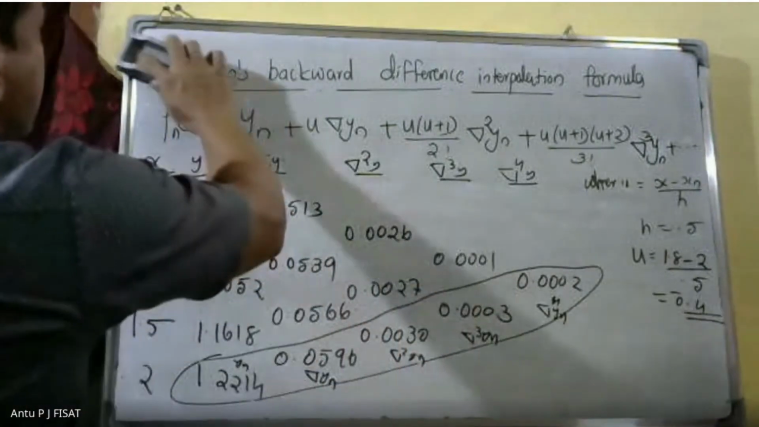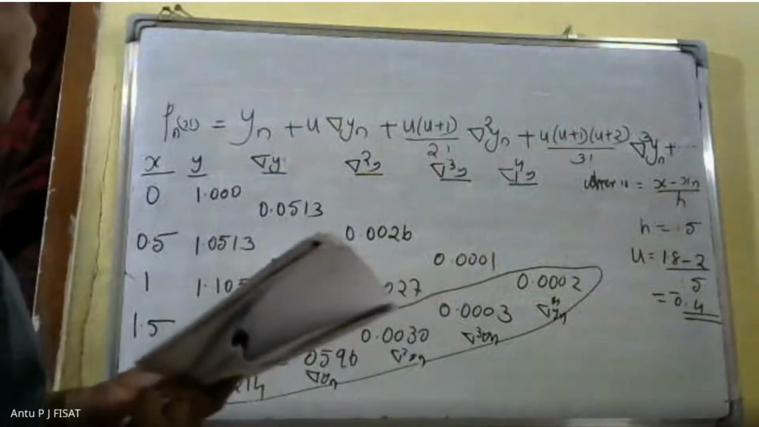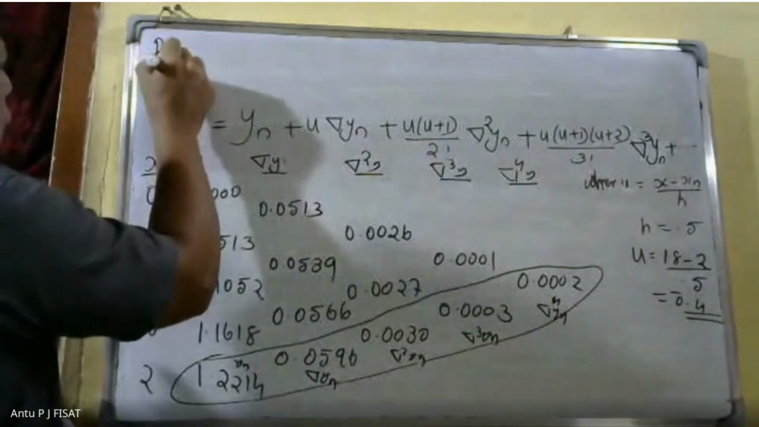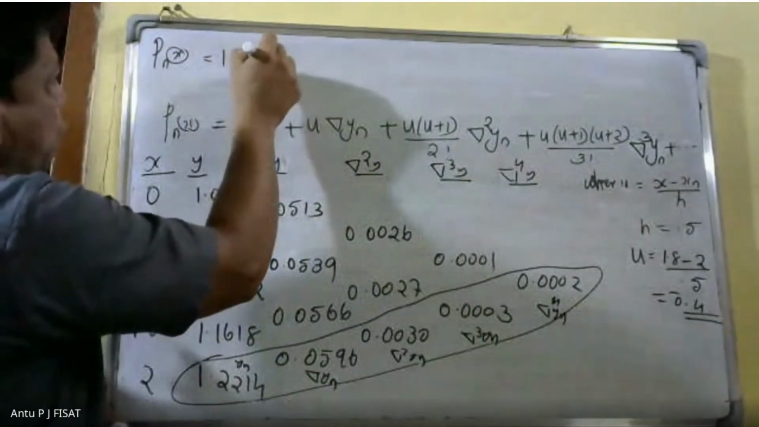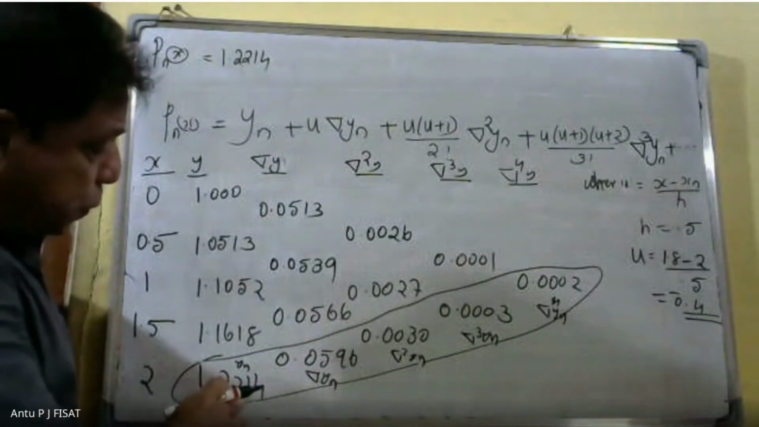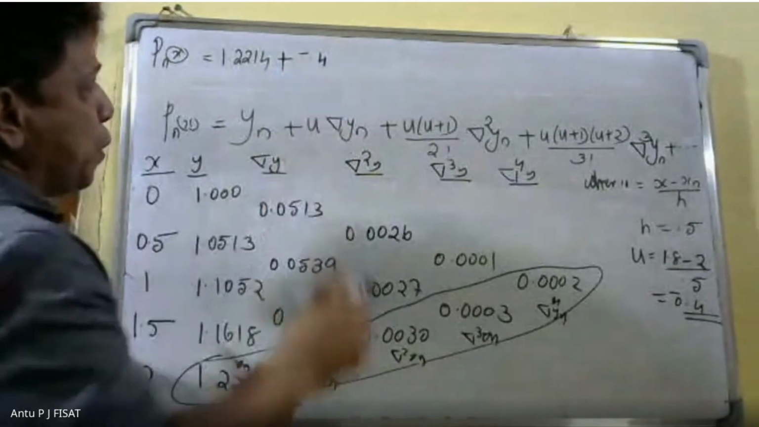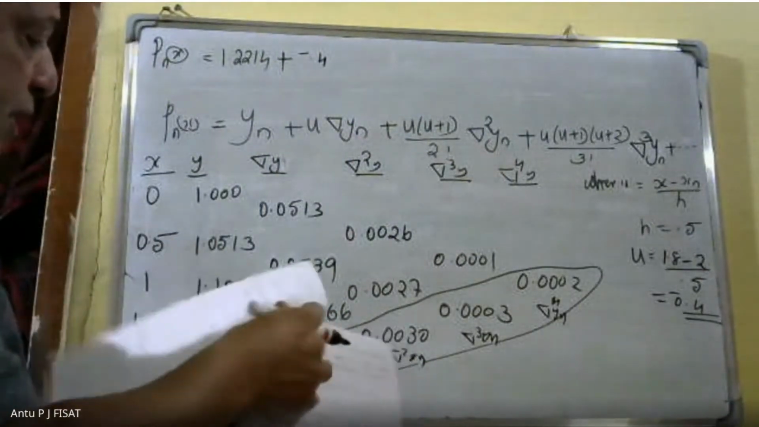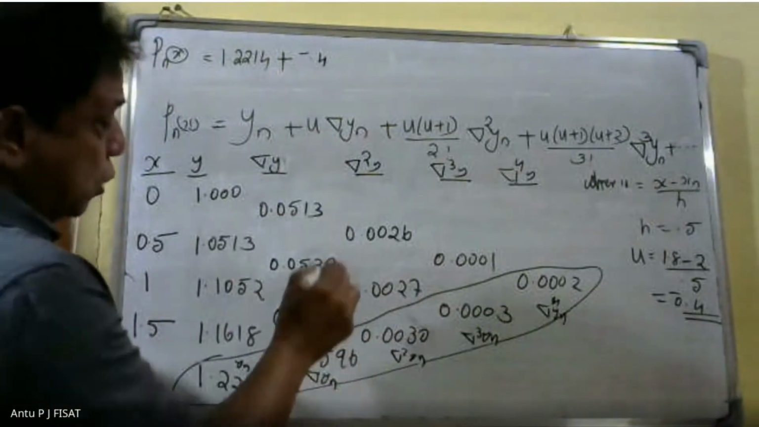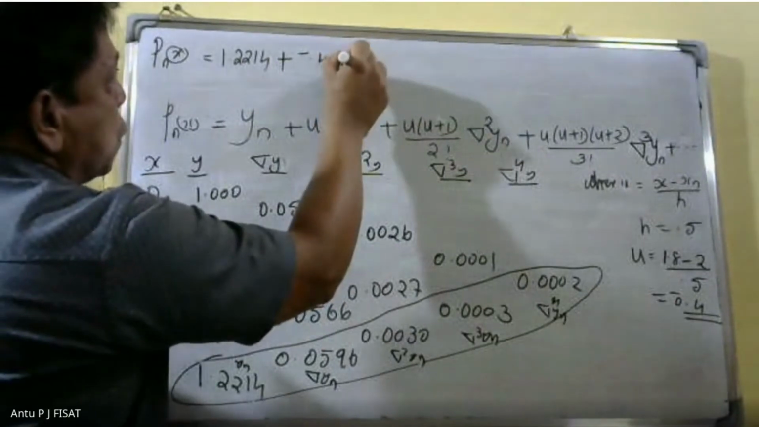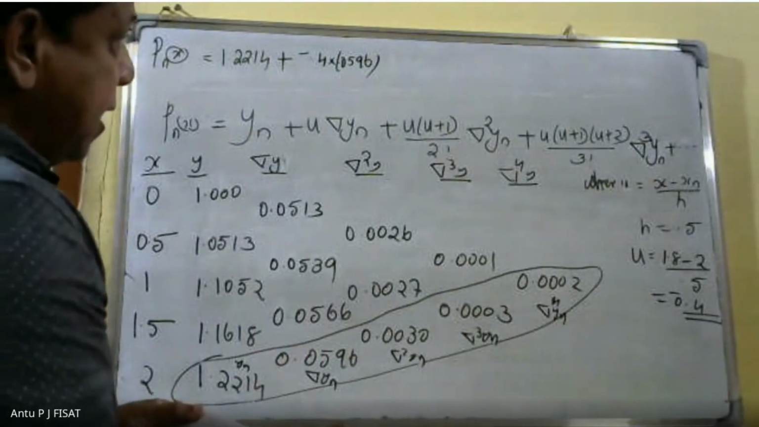In the formula, our formula is Pn(x) is equal to yn. Yn is equal to 1.2214, plus u, where u is equal to minus 0.4, into del yn. Del yn is equal to 0.0596.